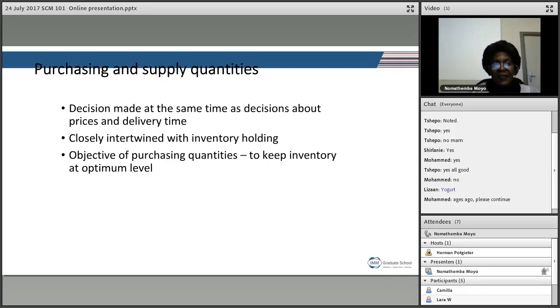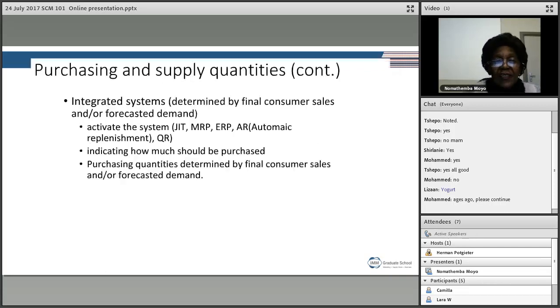Purchasing and supply quantities. Decisions are made at the same time as decisions about prices and delivery time. Closely intertwined with inventory holding. The objective of purchasing quantities is to keep inventory at the optimum level. I explained that.